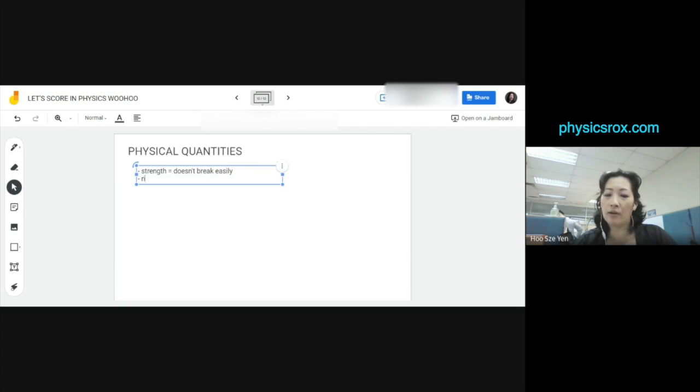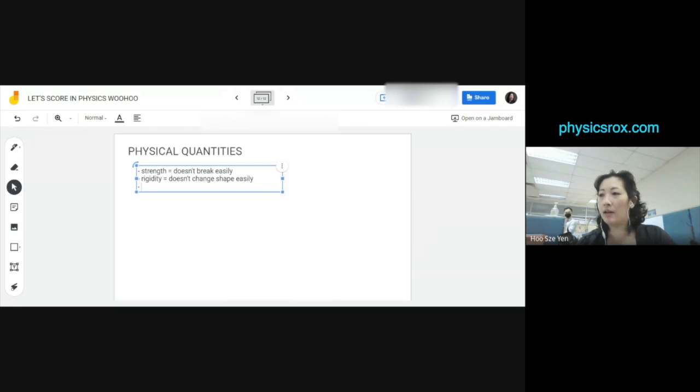Now if we're talking about something that doesn't bend easily, that's rigidity. It doesn't change shape easily. What's a good example? Paper is not rigid, it can change shape easily. Plasticine is not rigid, it can change shape easily. But a pen is rigid, because it doesn't change shape easily.